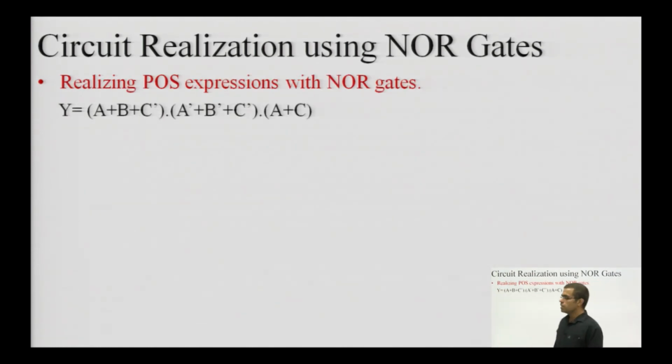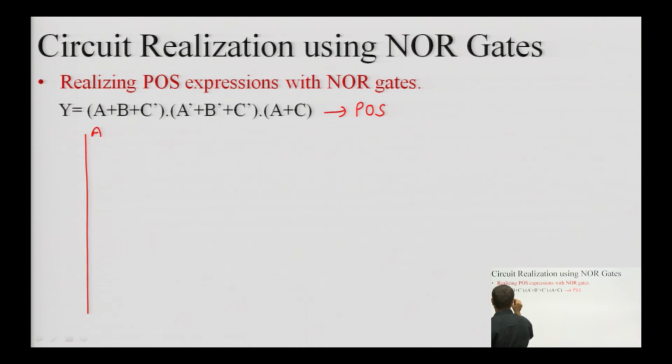Okay. So, now let us take an example. Let us suppose this is an expression which is being provided to me, which says that y is equal to a plus b plus c complement dot a complement plus b complement plus c complement dot a plus c. That means, this is a POS type expression, and there are 3 variables a, b and c there.